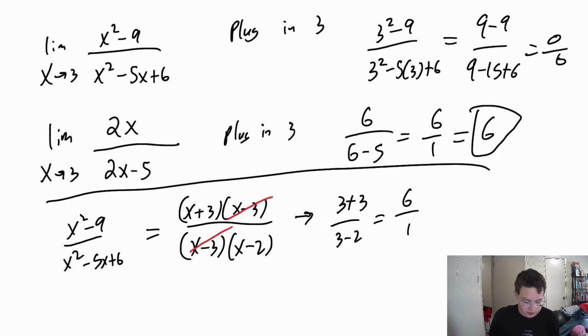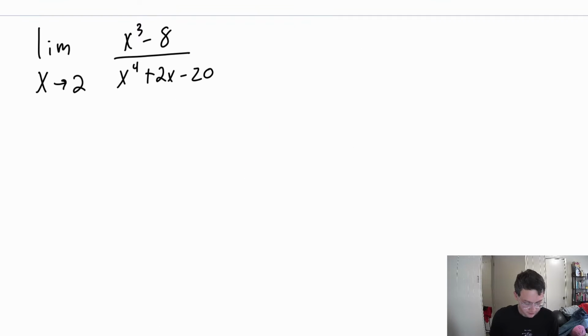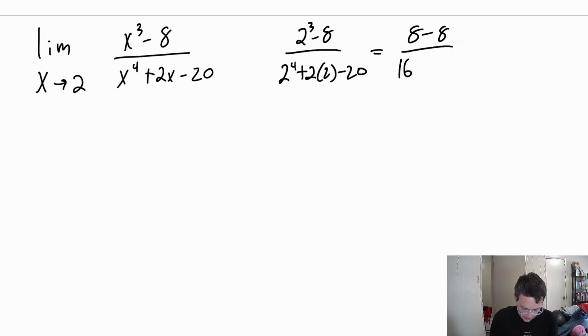So let's take a look at some more L'Hopital's rule examples. Let's find the limit as x goes to 2 of x cubed minus 8 over x to the 4th plus 2x minus 20. Again, when we come to a limit like this, step 1, can we plug in 2? Is it that easy? Let's find out. If we plug in 2, we get 2 cubed minus 8 over 2 to the 4th plus 2 times 2 minus 20. So this is 8 minus 8 over 16 plus 4 minus 20, which is definitely 0 over 0. So we have an indeterminate form. And that means we can use L'Hopital's rule again.